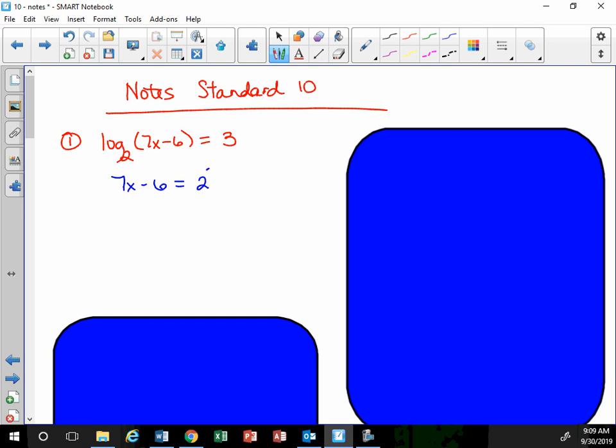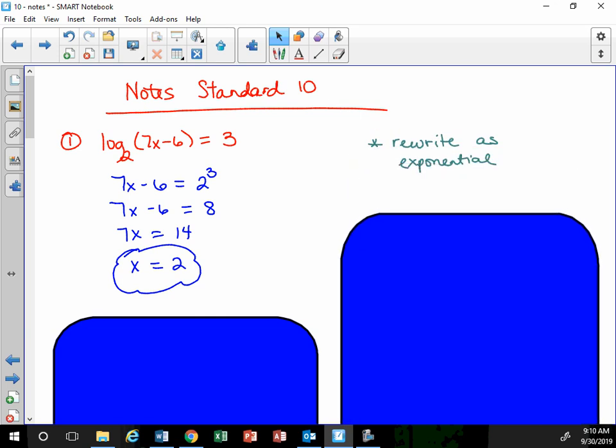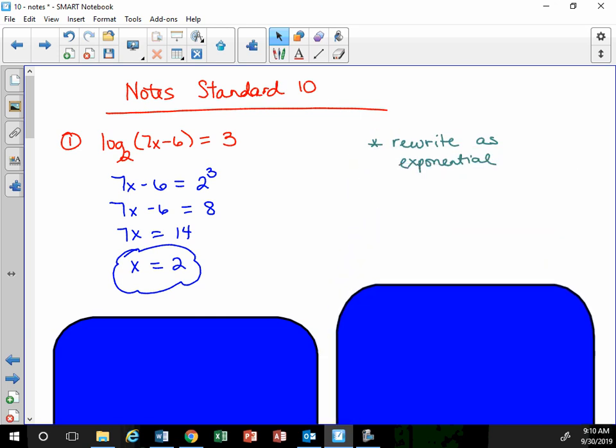Guys, remember, if you need to, you can think through exponentiating each side. Otherwise, you can just go, okay, yeah, I know the base is 2. I can rewrite it because 3 is the exponent. So you can go from there. Hopefully, that is now an equation that doesn't look too complicated to solve. So I've got 7x minus 6 equals 8. I can add my 6. Divide by 7. So x equals 2 is my first answer. So if you want to jot down what strategy we used, I would just say rewrite as exponential for that one.